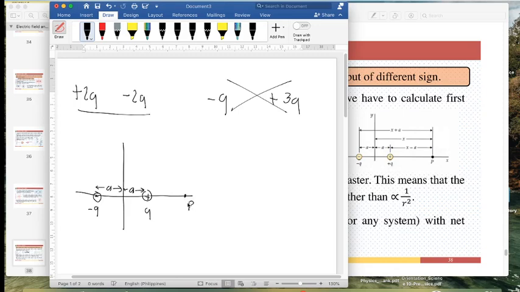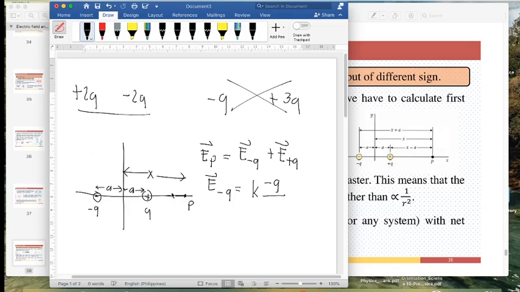Let this one be the field point P, at a distance x from the origin. So how do we get the electric field? We just have to sum all of them. The electric field at point P is equal to the electric field produced by the negative Q charge plus the electric field produced by the positive Q charge. The electric field produced by the negative Q charge: we have k, then negative Q, over r squared.